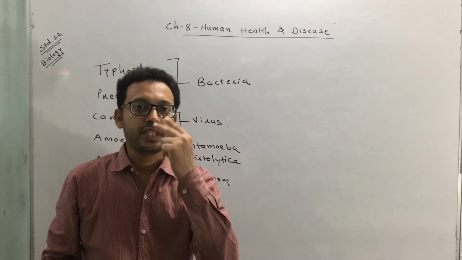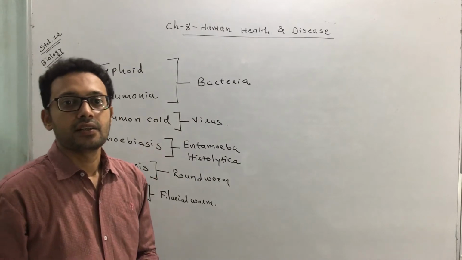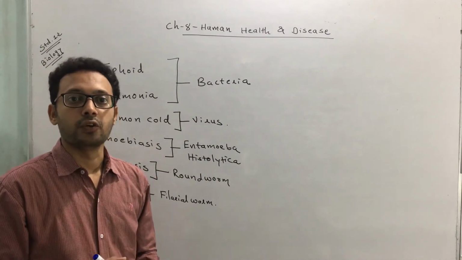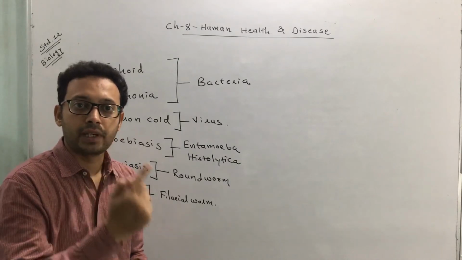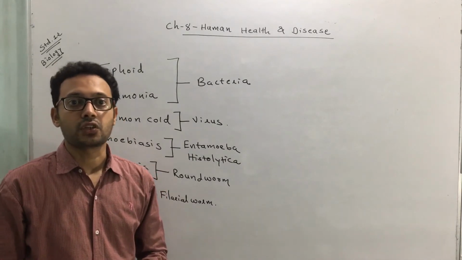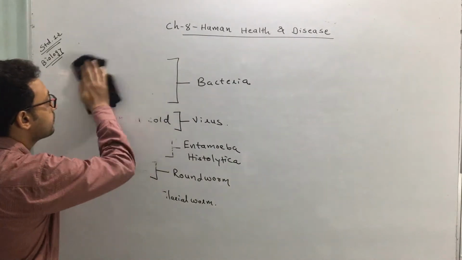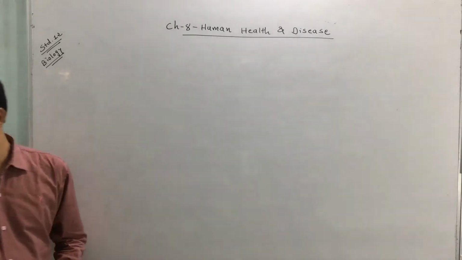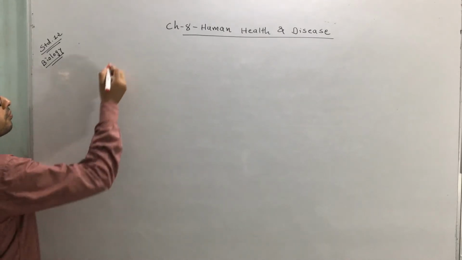Now today we have to learn the other two diseases which are left. One is malaria, the most important one, and the second one is ringworm. So we will discuss these two disorders today. Let's start with the first disorder, malaria.